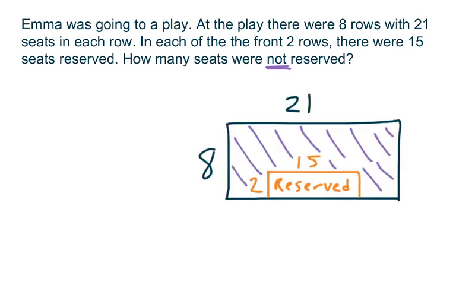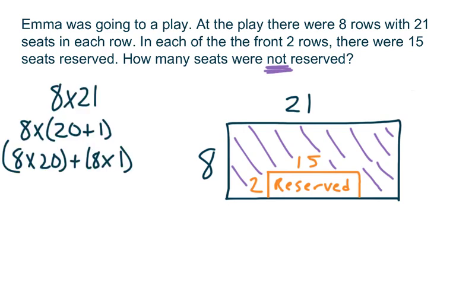So here's my diagram. My total number of seats are in black, so that's 8 rows with 21 seats in each row. And then inside that bigger piece is a second piece that shows me that 2 rows of 15 seats are reserved, and I'm looking for not reserved, so I'm looking for that purple area. In order for me to solve that, the first thing I'm going to do is multiply 8 times 21 to find the total number of seats. Then I'm going to multiply 8 times 15 to find the seats that are reserved, and then I need to subtract to figure out how many are not reserved.